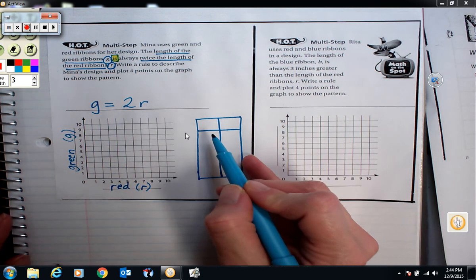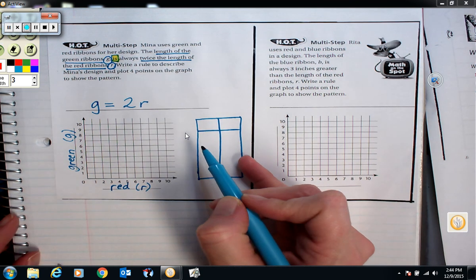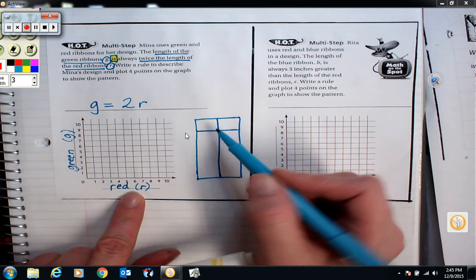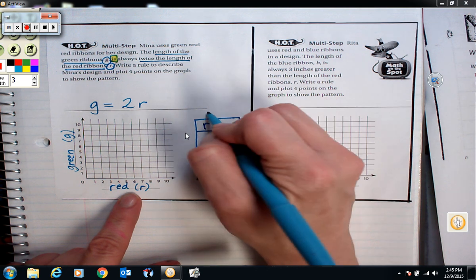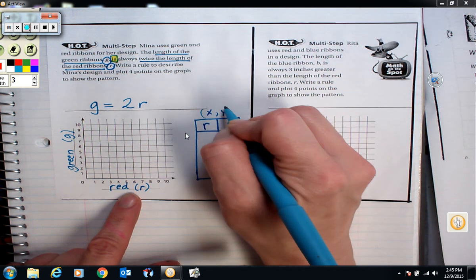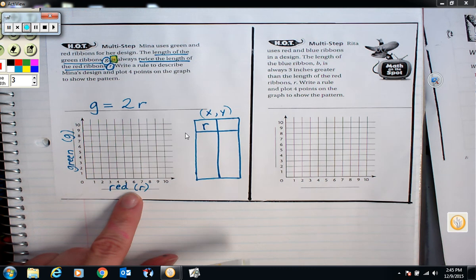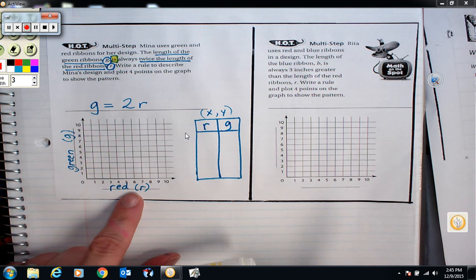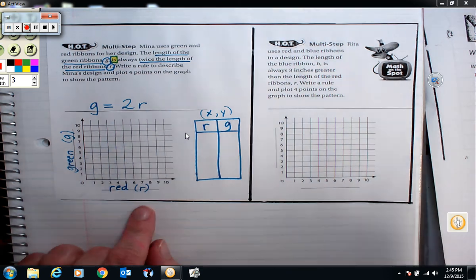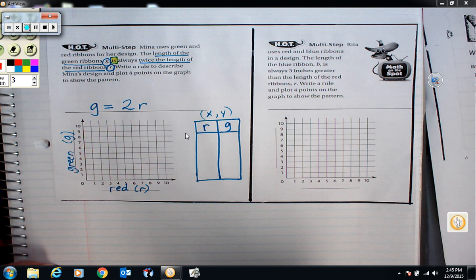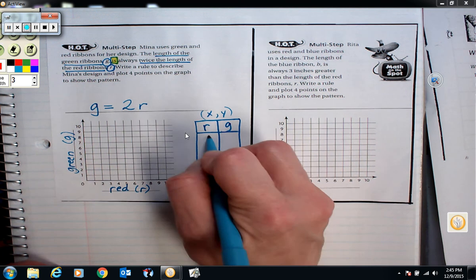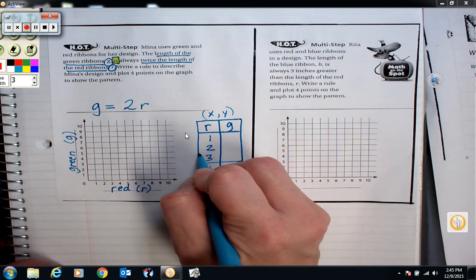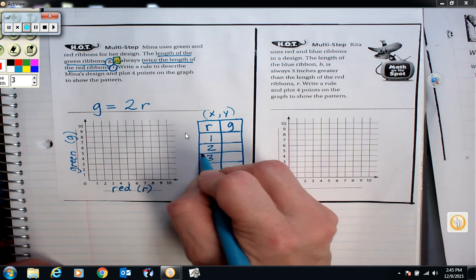Then I'm going to go over here to my input-output table. And since red is the input, it's my x value, it needs to go on the left. So I'm going to put R on the left. And you can go ahead and put x and y there too to help you remember that that correlates with your graph. The y values are G for green. Those are the outputs. So now I'm going to choose some simple numbers to put on my graph. So I'm going to start with 1, 2, 3, and 4. Anytime we get an opportunity to work with simple numbers, we do.